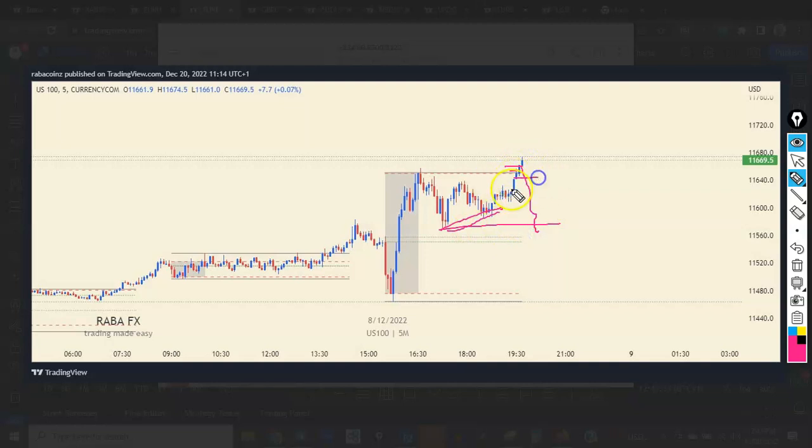Now, take note, price may also decide to move here. This is another entry model, but I'm not going to talk about that now.